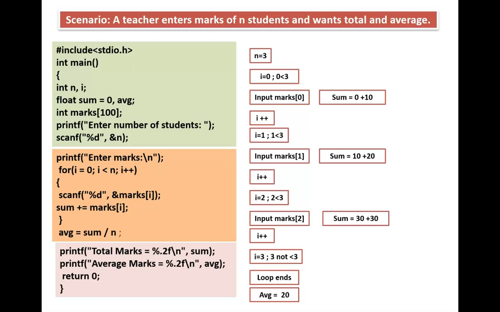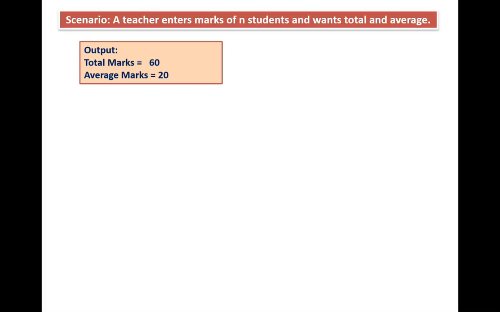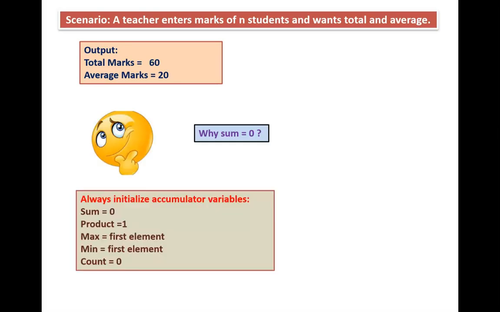Sum is equal to sum plus marks[0], sum is equal to sum plus marks[1], etc. Since this is an accumulator variable, if sum is not initialized to 0, it might hold some garbage value, and that garbage value can be added along with your marks[0], [1], [2], etc. So a very important point to note is to always initialize accumulator variables. If it is sum, sum equals 0. If it is product, product as 1. If it is maximum, initialize the first element as maximum. If it is minimum, initialize the first element as minimum.